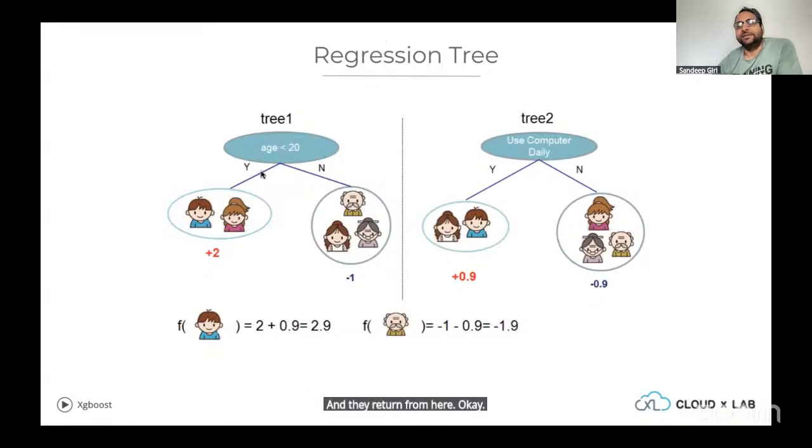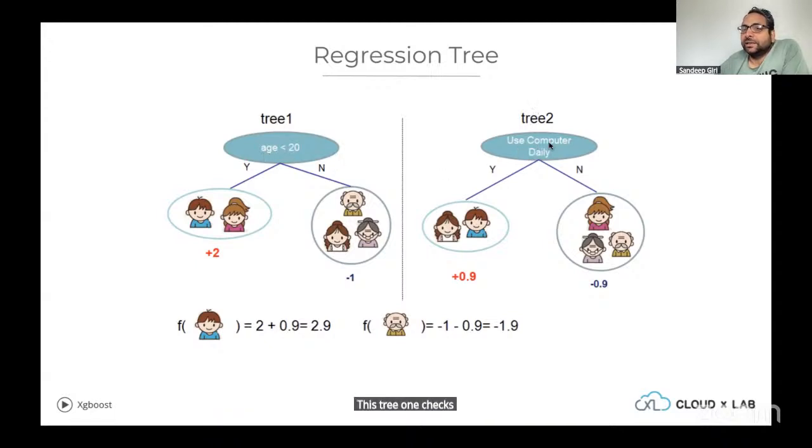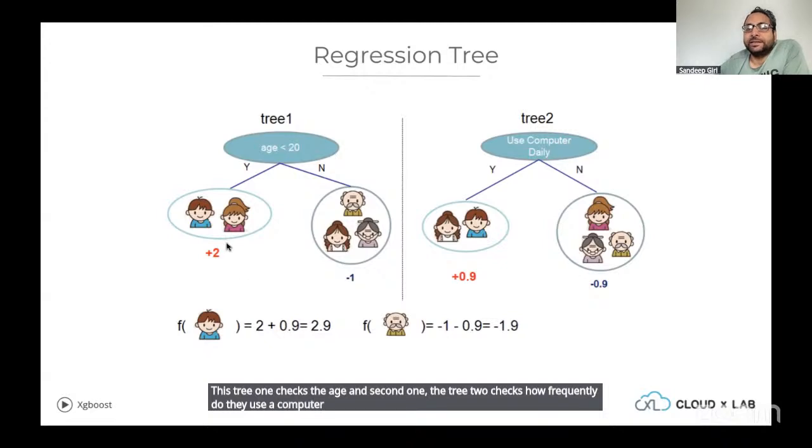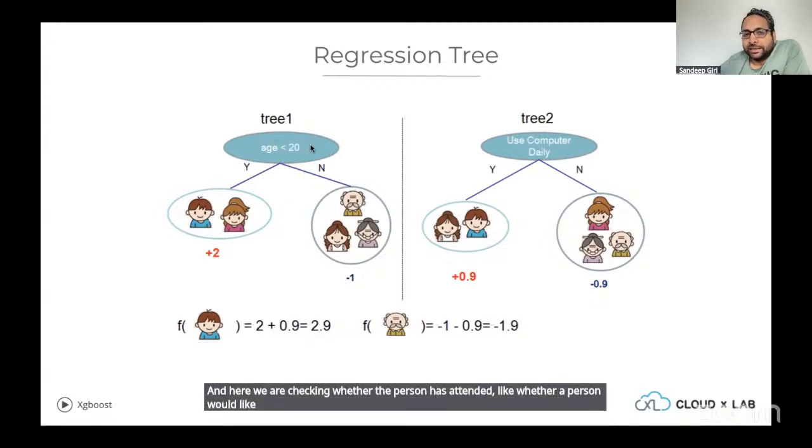So if this is our tree, there are two trees. This is tree one and tree two, right? Tree one checks the age, and tree two checks how frequently they use a computer. Here we are checking whether a person would like a particular game. You check the age of the person, and based on the age, the prediction as per the left tree is 2.